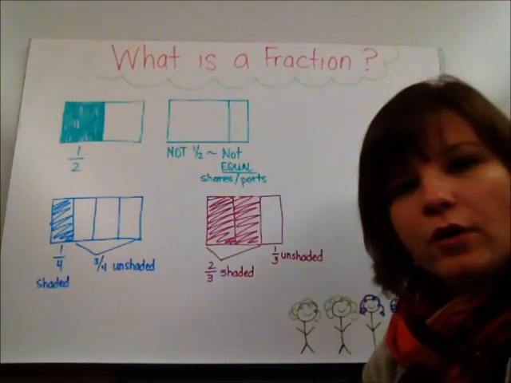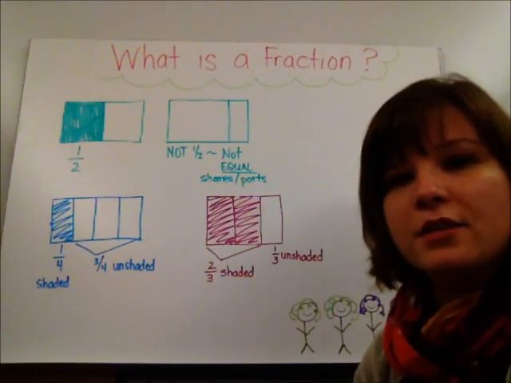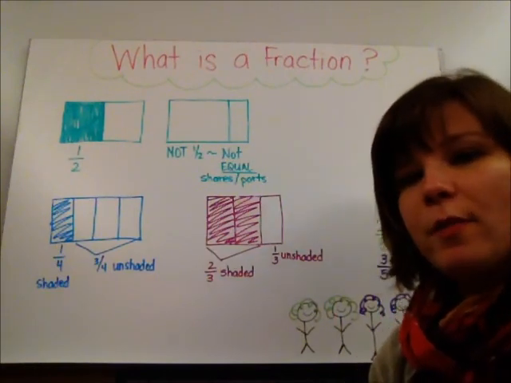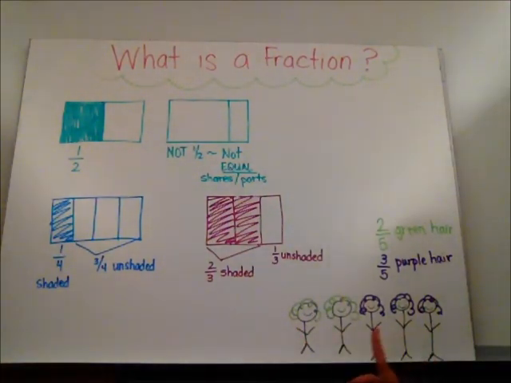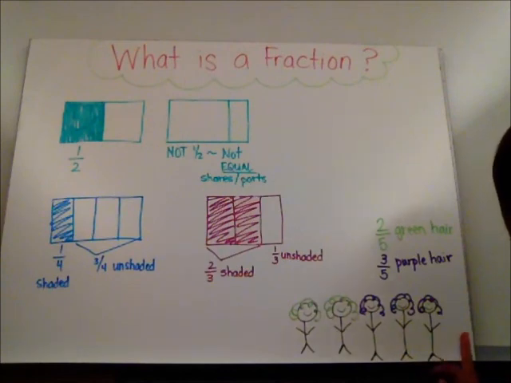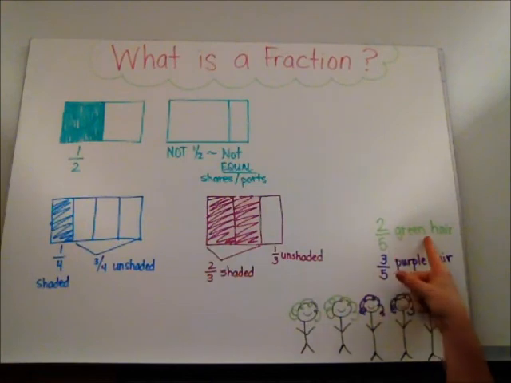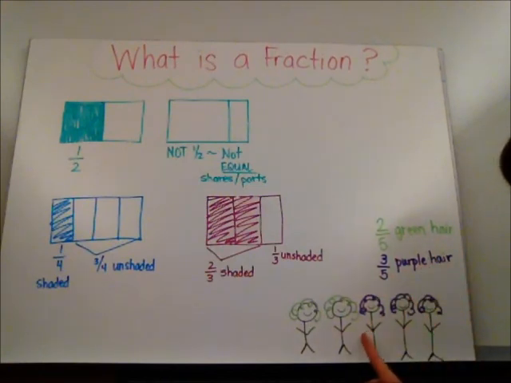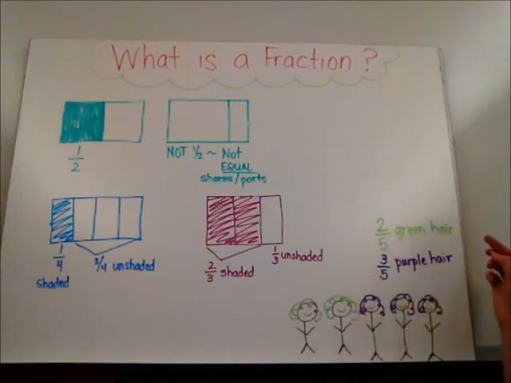We can also think about people, or different things like pizza or brownies when we talk about fractions. So I've represented that with a kind of silly picture here. I have 5 friends, and so 5 is my whole. My whole group of friends is 5. So 2 of my 5 friends have green hair. So we represent that like this. 2/5 of our friends have green hair. And then 3 of our friends have purple hair. So we represent that with 3/5 have purple hair.